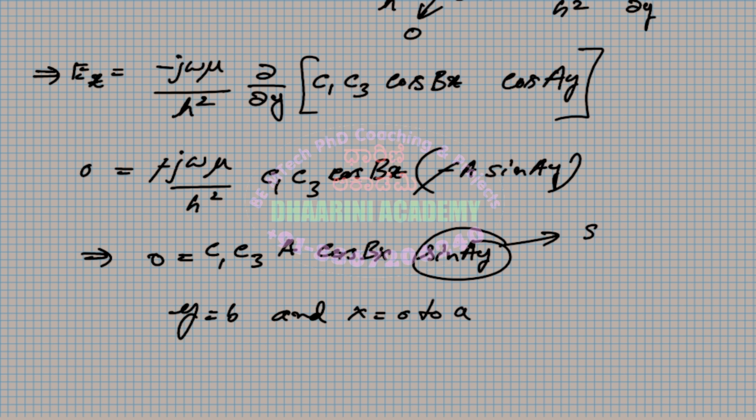Okay, capital A is also not equal to 0. Cos bx is also not equal to 0. Sorry, I think I made a wrong statement earlier. I'll correct. Okay, so cos bx, you cannot say that that is equal to 0. Why? Because x varies. Same reason we discussed earlier. So that means only the sin ay part has to be equal to 0.